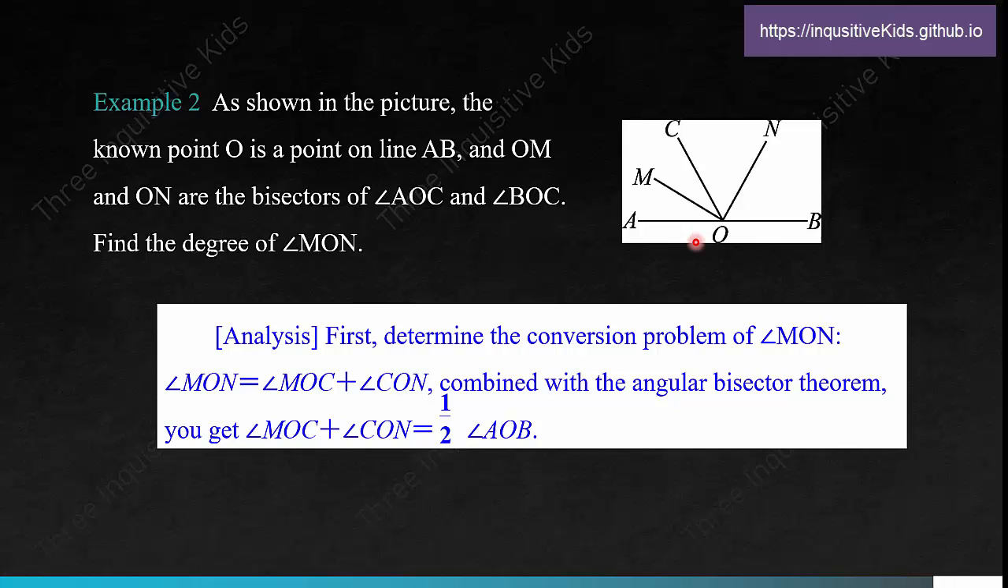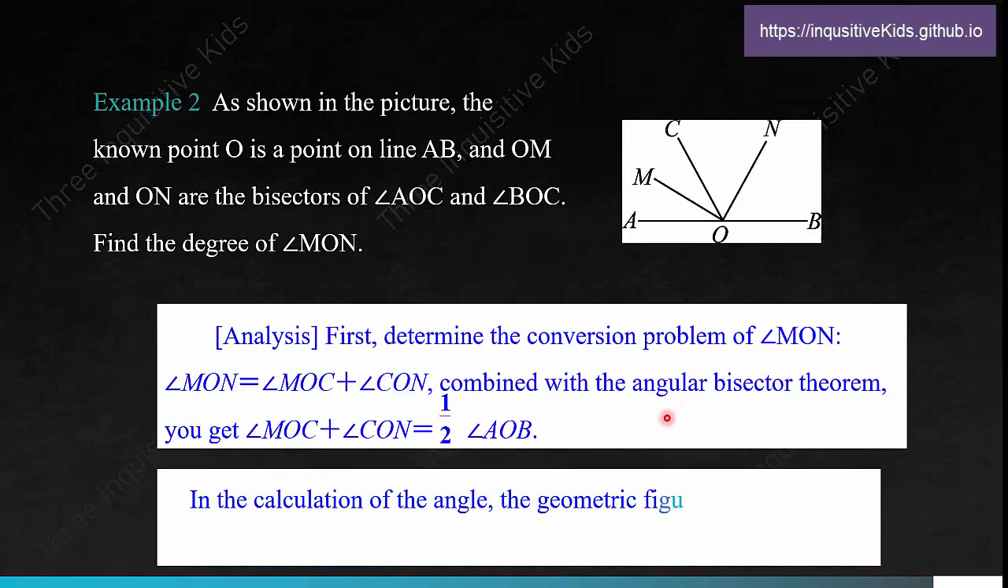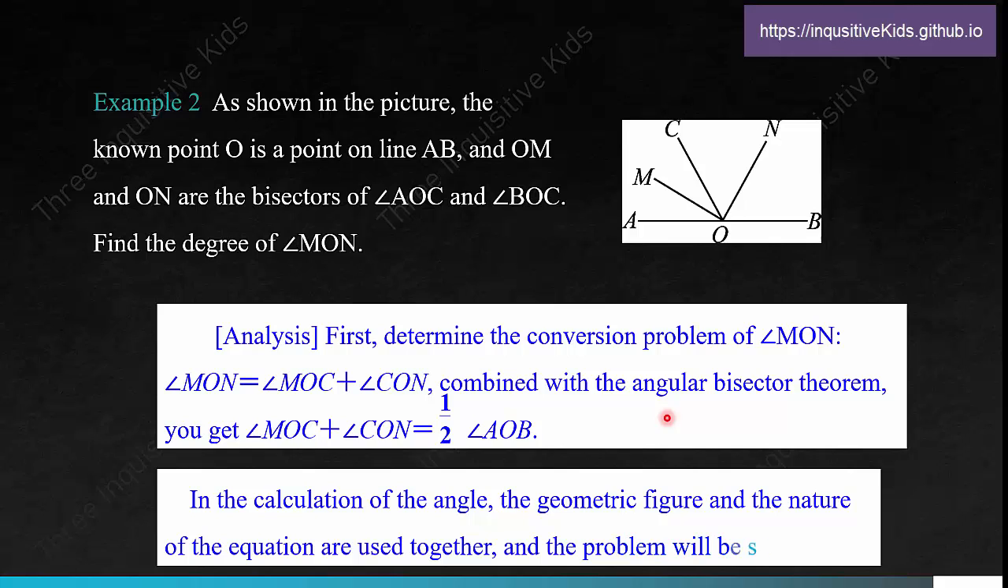Well, let's think about this for a moment. The analysis here is to first determine the conversion of angle MON. Angle MON is equal to angle MOC plus CON. Combined with the angle bisector theorem, angle MOC plus angle CON is equal to 1/2 of AOB. So in the calculation of angles, the geometric figure and the nature of the equation are used together, and the problem will be solved.